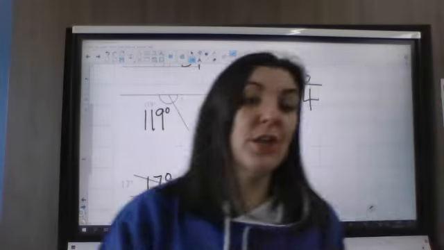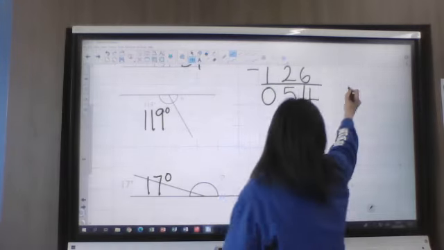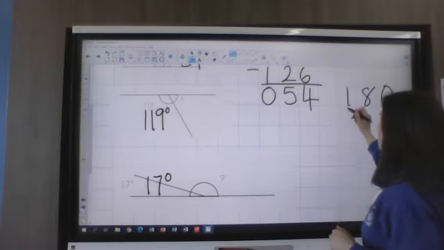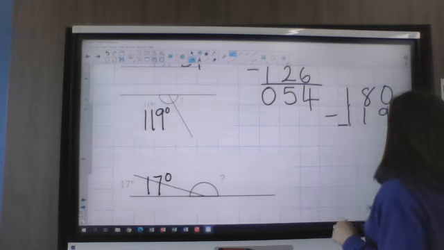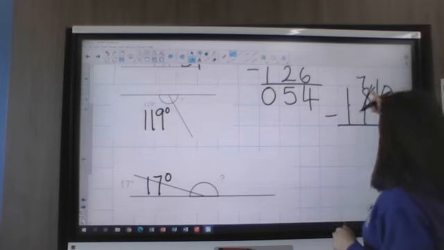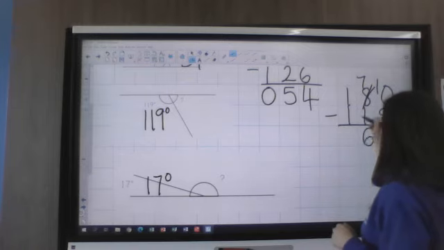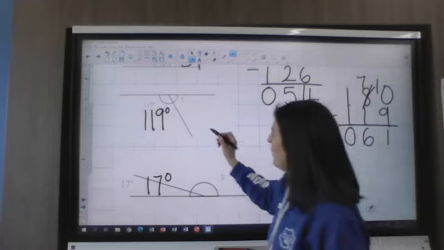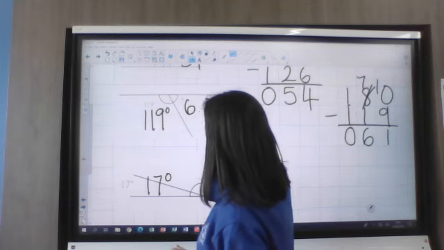Okay, so you should have had a go at that now. With this one, I'd do 180 take away 119. So 10 take away 9 is 1, 7 take away 1 is 6, 1 take away 1 is 0. So that would be 61.